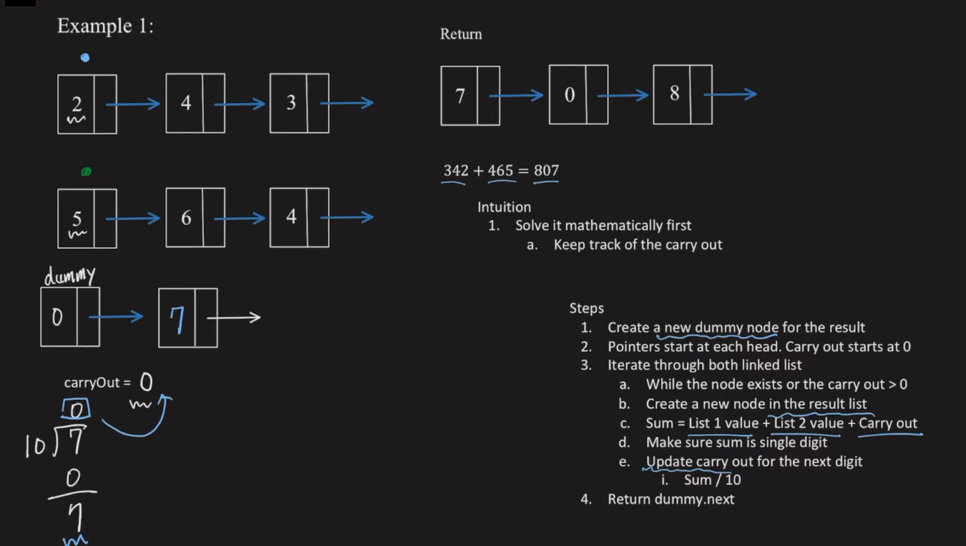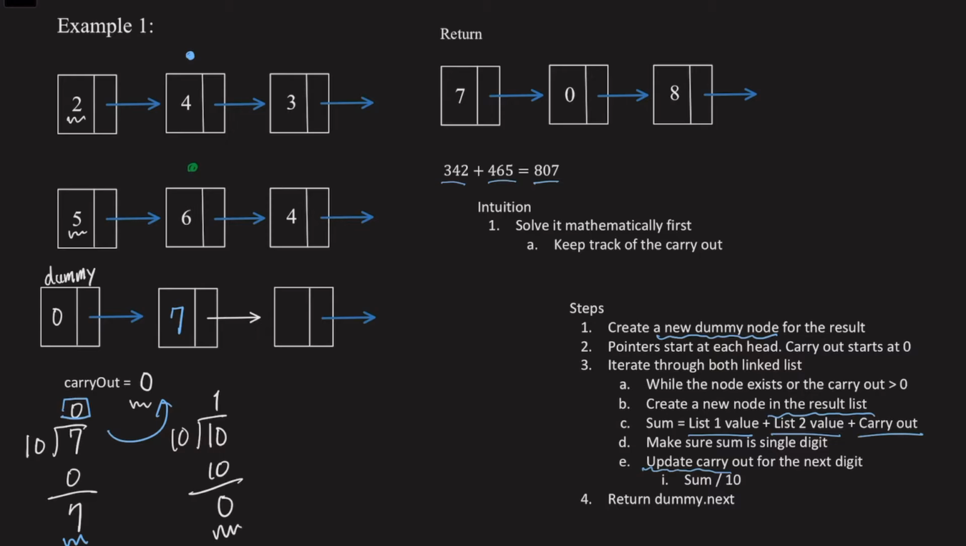So we're going to move each pointer and the node exists at each pointer. So we're going to create a new node in the linked list. And then we're going to calculate the sum, which would be 4 plus 6 plus carry out 0, which is 10. And we need to make sure this is a single digit, so we're going to divide it by 10.